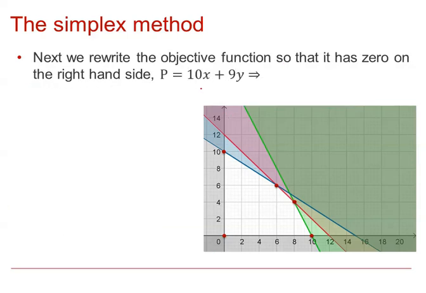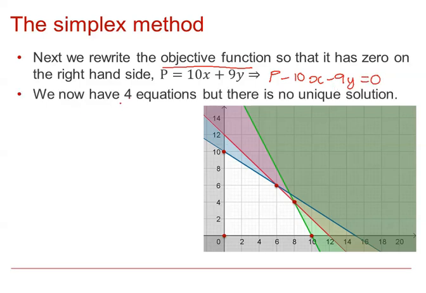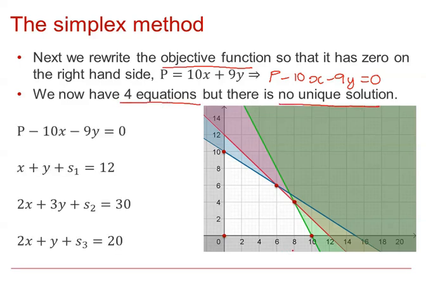So next we need to rewrite the objective function. So the objective function becomes P minus 10x minus 9y equals 0. So we now have 4 equations, but no unique solution.